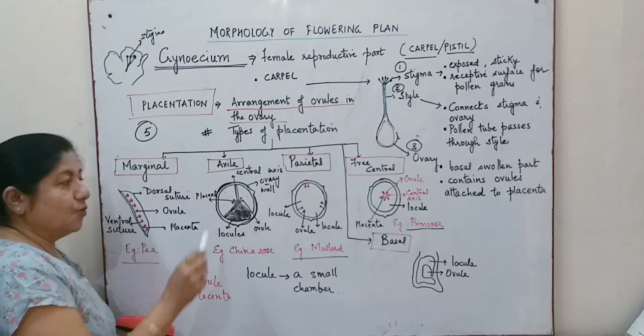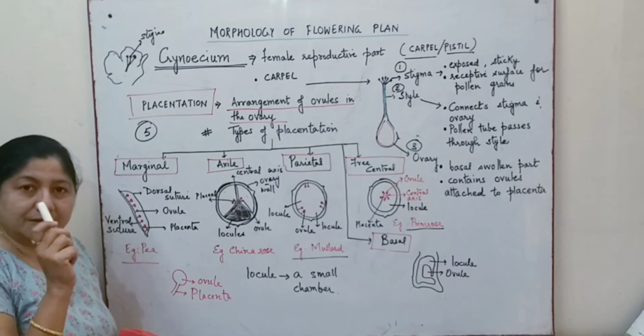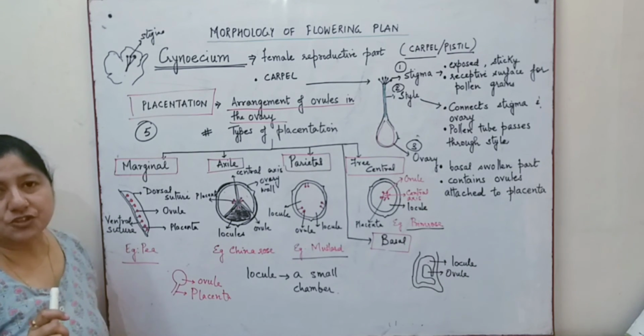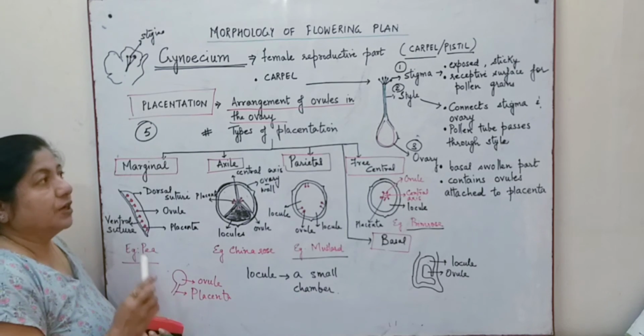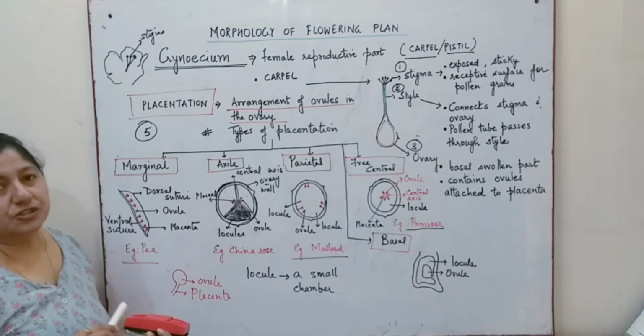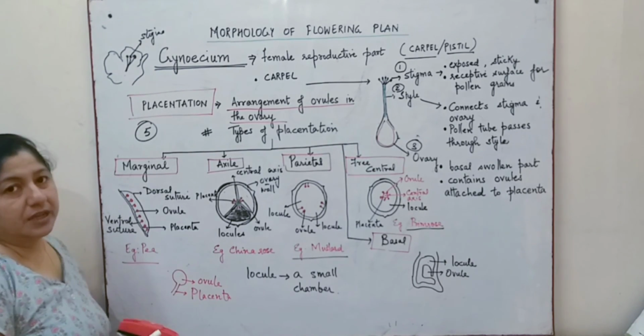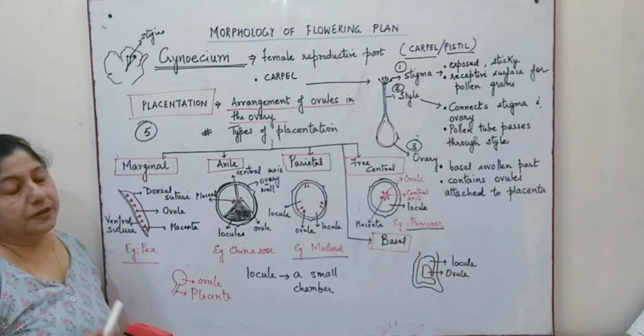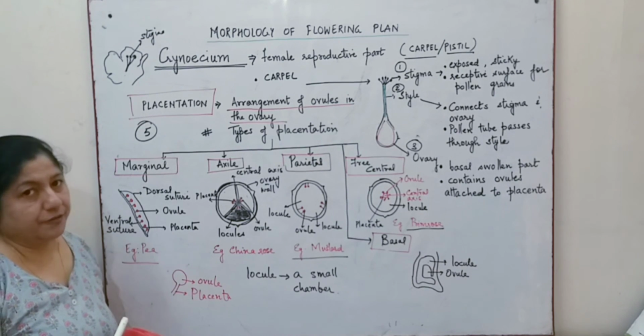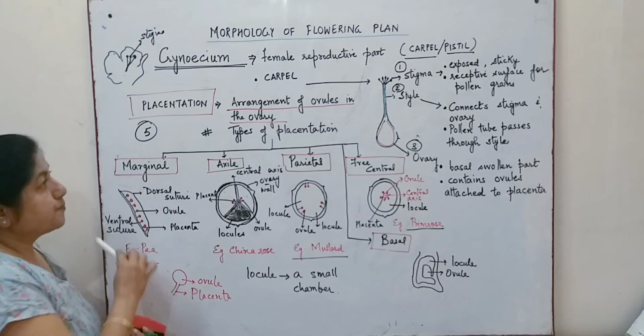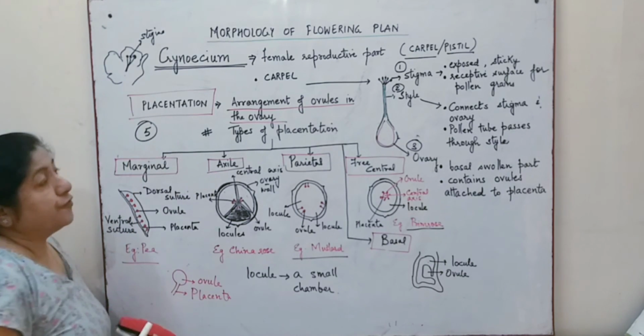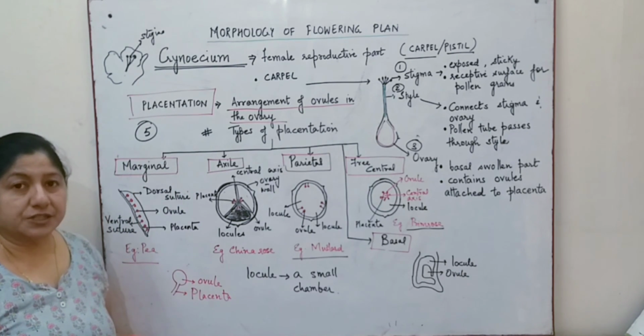And these ovules are actually the site where the fertilization will happen. So the ovules will change into the seed, and the ovary will form the fruit after the process of fertilization. So this entire structure forms the female reproductive part.